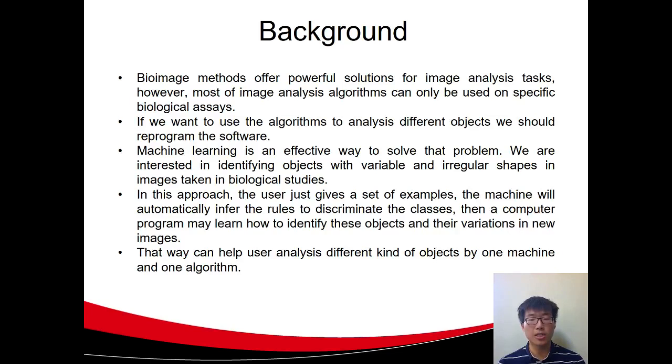We are interested in identifying objects with variable and irregular shapes in images taken in biological studies. In this approach, the user just gives a set of examples. The machine will automatically infer the rules to discriminate the classes. Then a computer program may learn how to identify these objects and their variations in new images. That way can help users analyze different kinds of objects with one machine and one algorithm.